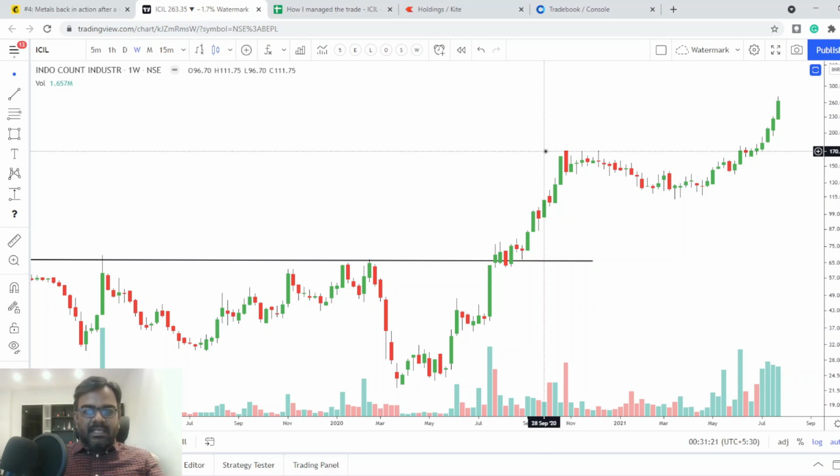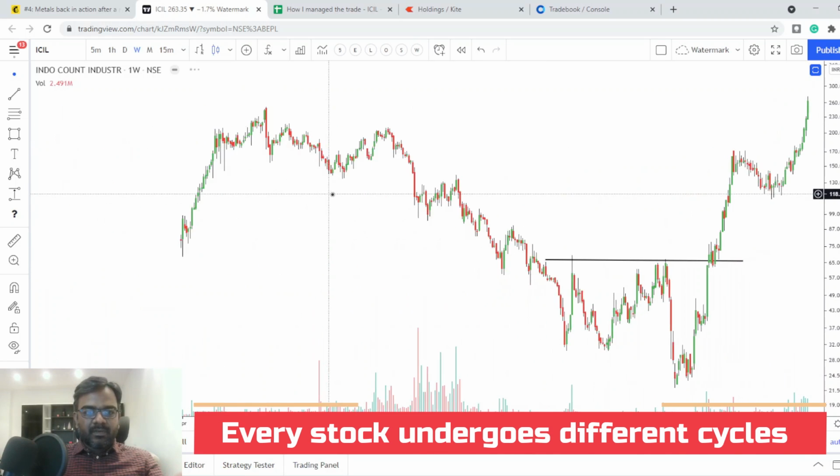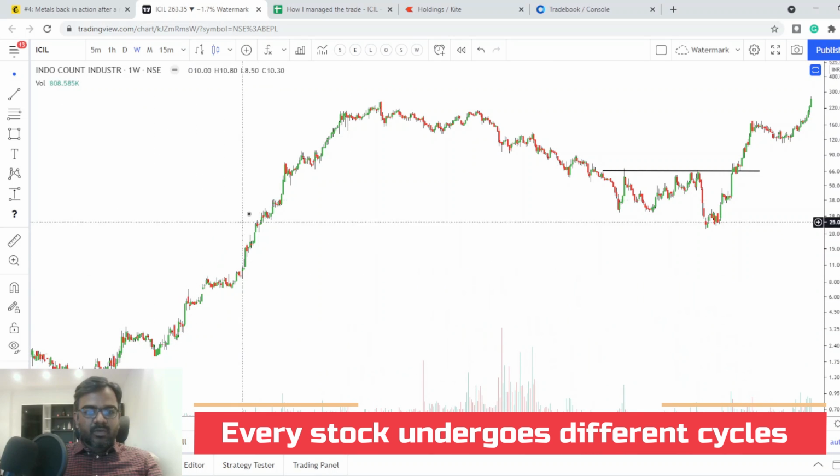Now, remember in markets, every stock has a cycle. It goes up, it comes down, it goes up, it comes down. And even this previous move you see here, this move was not a one-way move up.